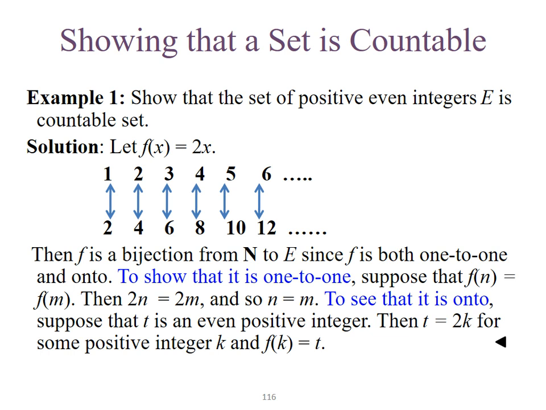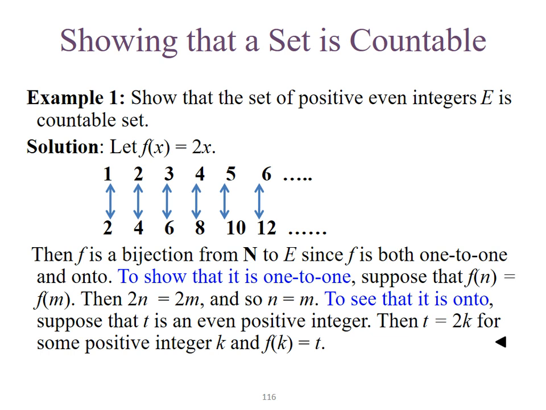Alright, so let's see our question. How do we show that the set of positive even integers is a countable set? We can list all positive even integers: 2, 4, 6, 8, and so on.